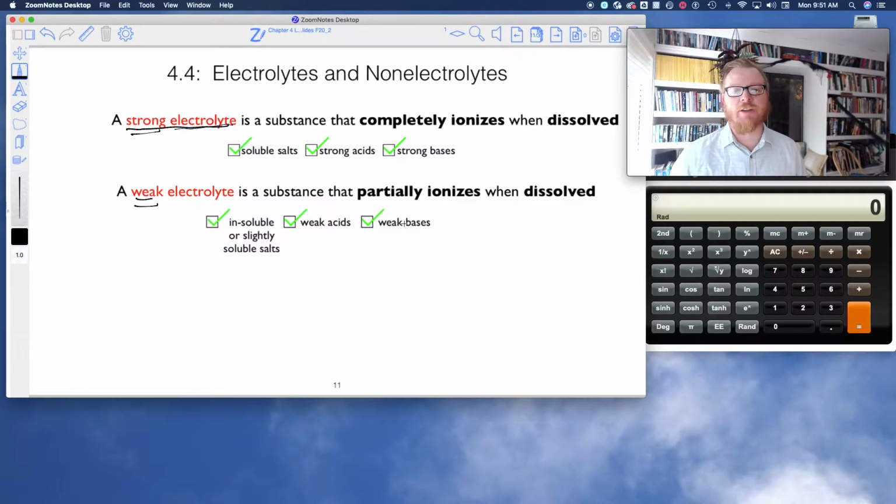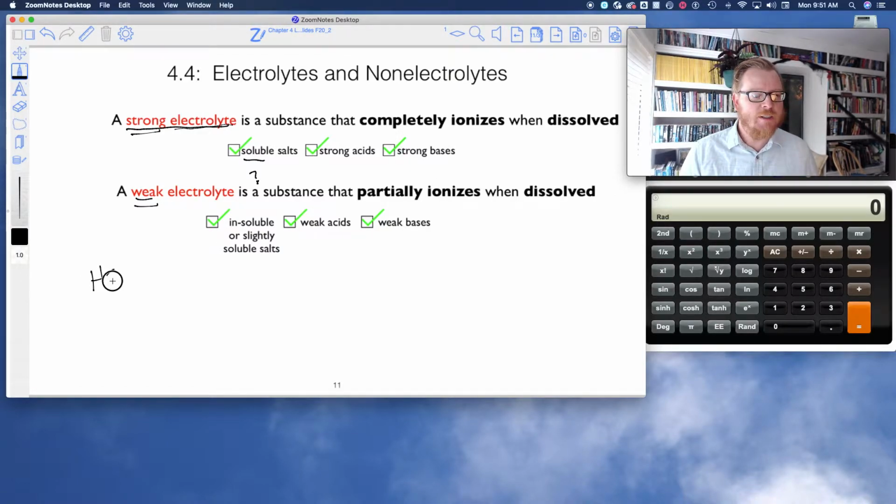So a strong electrolyte, there's several examples. Soluble salts, strong acids, strong bases. We're going to talk about what this whole soluble thing means as we progress, okay? A weak electrolyte is a substance that partially ionizes when it dissolves. Okay, so what does that mean? Well, I'll give you an example.